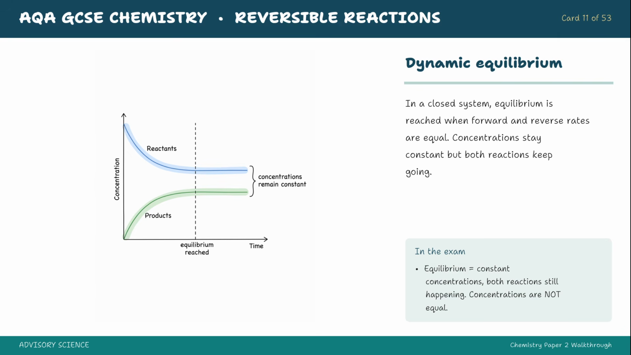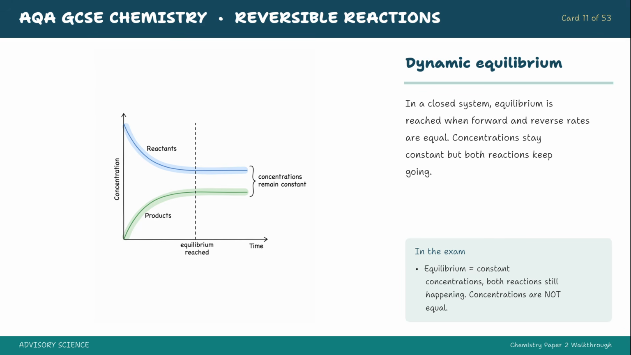Dynamic equilibrium. When a reversible reaction happens inside a closed system, where no reactants or products can escape, it eventually reaches a state called dynamic equilibrium. This doesn't mean the chemical reaction has stopped. Instead, it means the forward and reverse reactions are occurring at the exact same rate. Because these two speeds are perfectly balanced, the overall concentrations of all the reactants and products remain completely constant.